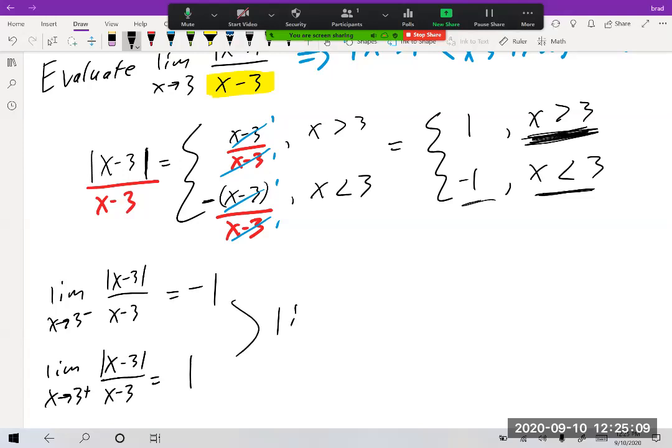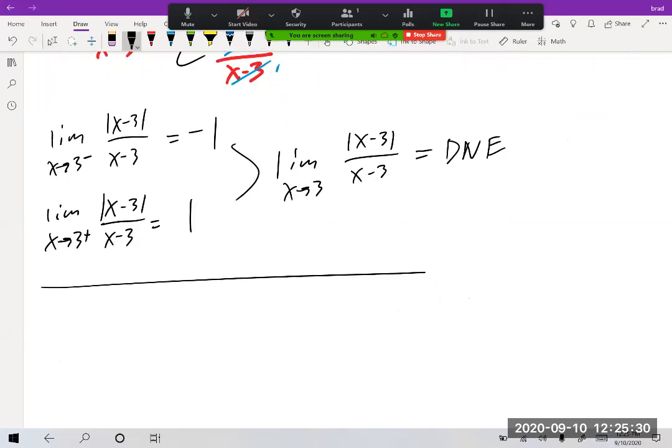So then this means that the limit as x approaches 3 of the absolute value of x minus 3 over x minus 3 is equal to DNE. Remember, if the left and the right hand limits do not line up at that value, the limit does not exist. The limit exists from the left, the limit exists from the right, but they're not the same limit, so we say does not exist. Okay, so that's how you can deal with absolute values. I think there's maybe 1 or 2 in the homework.